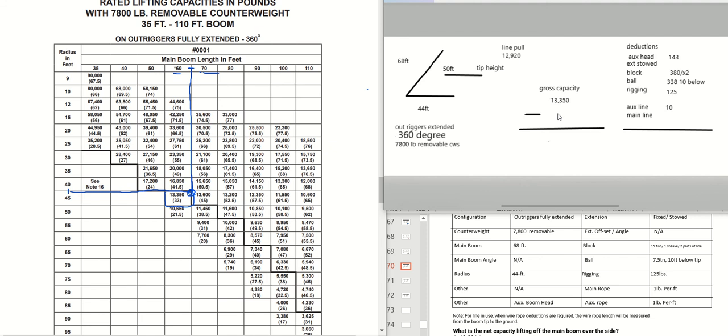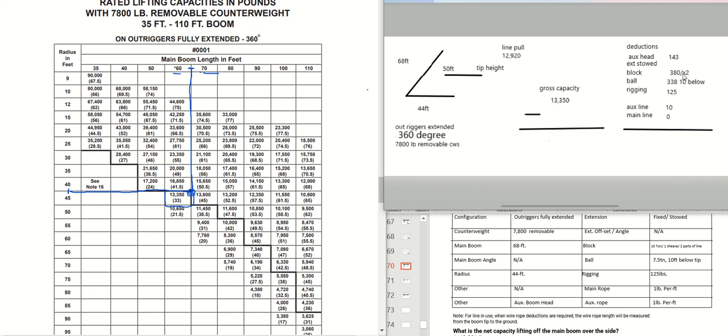That means we need two parts of line because you always round up. If it's bigger than a whole number, you round up. So that means we need both parts of line on this block. So that means there is no line deduction for our main block. We'll go ahead and put a big fat 0 right there. Big fat 0.